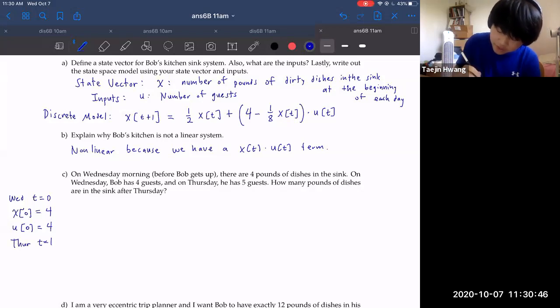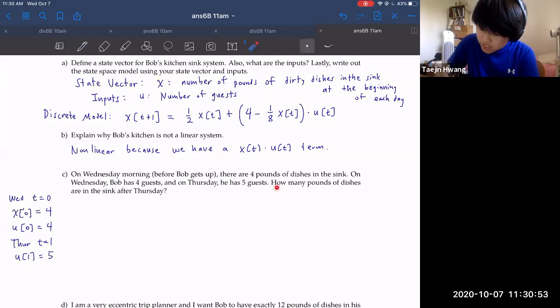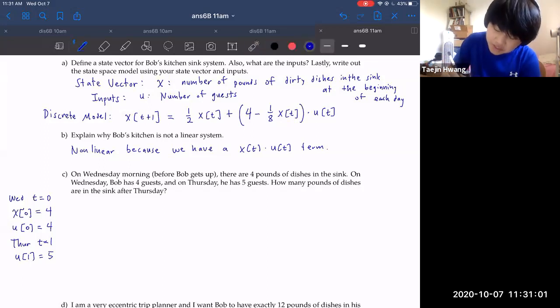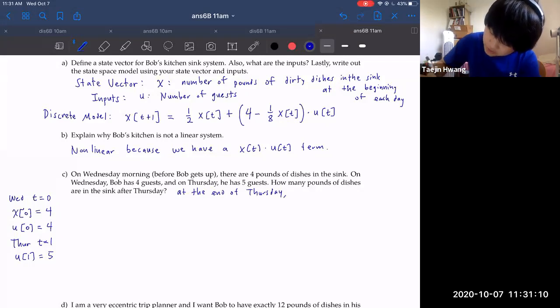We're going to have 5 guests, so u of 1 is going to be equal to 5. And then the question now is asking how many pounds of dishes are in the sink after Thursday. So after Thursday means at the end of the day on Thursday, or really the beginning of Friday, because Bob doesn't do any work overnight. And this is going to be t equals 2.